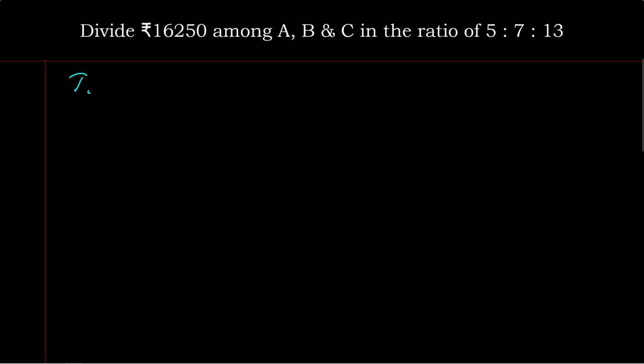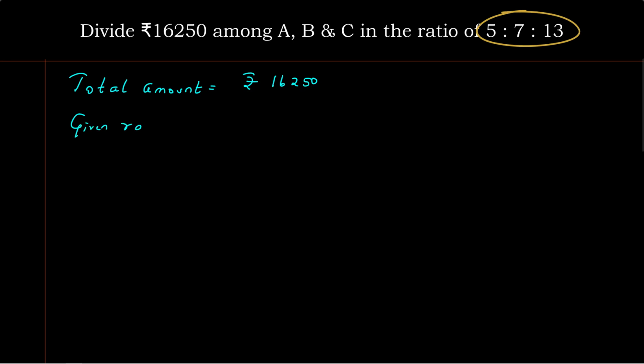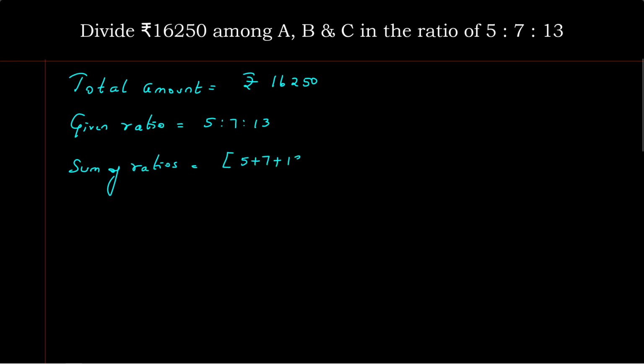What is the total amount equal to? Total amount is equal to rupees 16,250. And what is the given ratio? Given ratio is equal to 5:7:13. Now let's calculate the sum of ratios. So sum of ratios will be 5 plus 7 plus 13. So 12 plus 13, which is equal to 25.